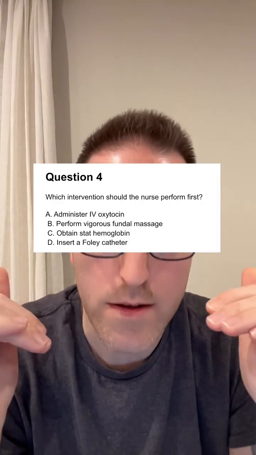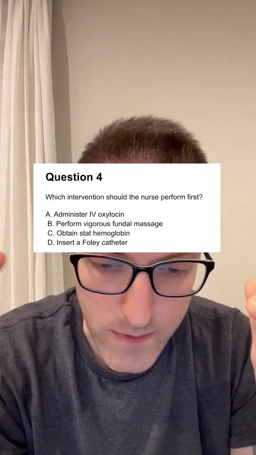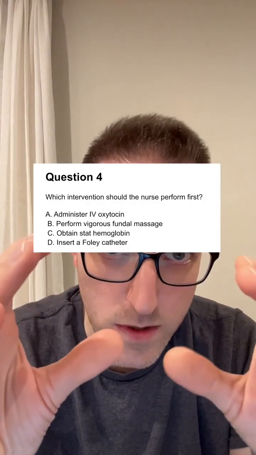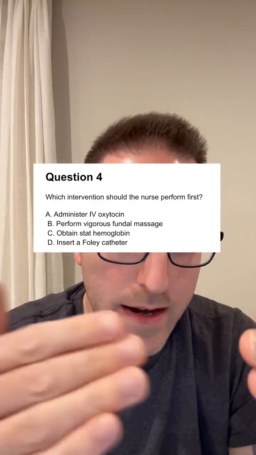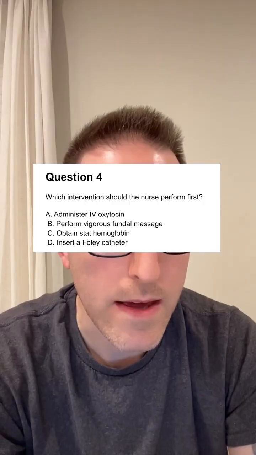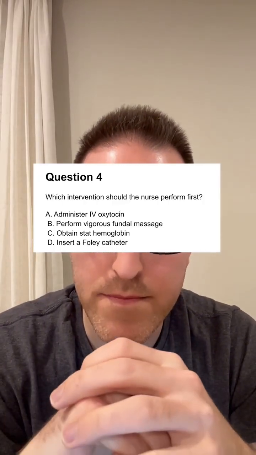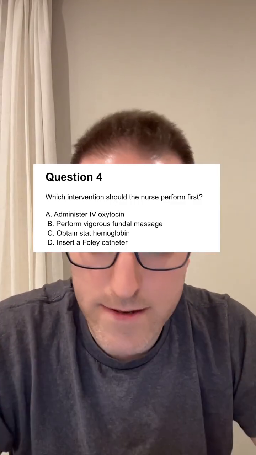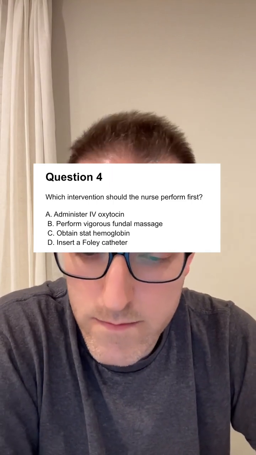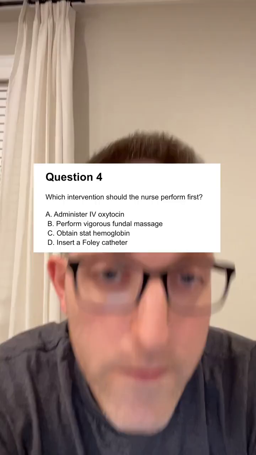When we're talking about airway, breathing, circulation, you look at the answer choices that you have in front of you. Which one, in this case, is going to stop bleeding when we understand the problem to be a bleeding problem? The vigorous massage. But yes, you are going to massage the fundus vigorously.